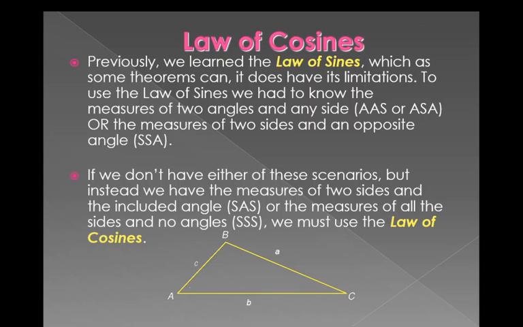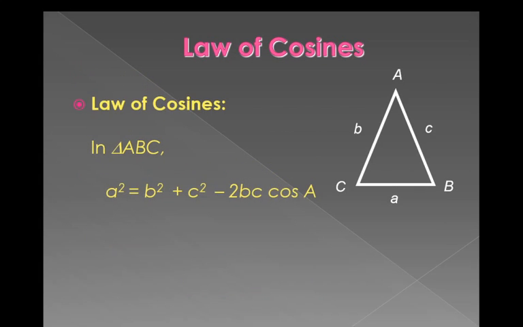Okay, so the law of cosines looks like this. If you have the triangle ABC, a squared equals b squared plus c squared minus 2bc cosine A. Should look sort of familiar. A squared equals b squared plus c squared. That's part of the Pythagorean theorem. Okay? It's not c squared equals a squared plus b squared because we're not dealing with a right triangle here. But you can see part of it has to do with the Pythagorean theorem.